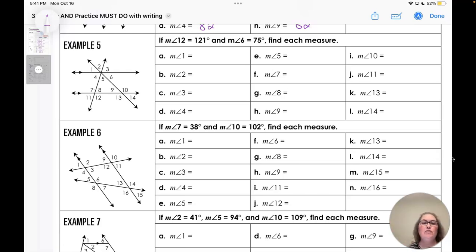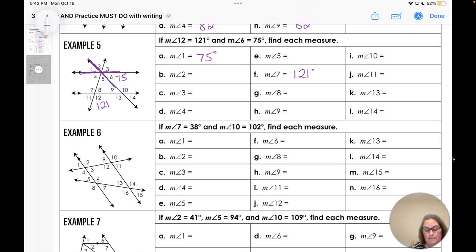Example 5. So the measure of angle 12 is going to be 121. And they say measure of angle 6 is 75 degrees. Okay, so first off, what are the vertical angles? So 12 and 7 are vertical. So those are going to be the same. Then, if you can't tell up here, because there's a whole bunch of stuff going on, draw the lines that make up angle 6. And continue it across, and you'll see that it's angle 1 that is the vertical angle with angle 6. So that one is also 75 degrees.